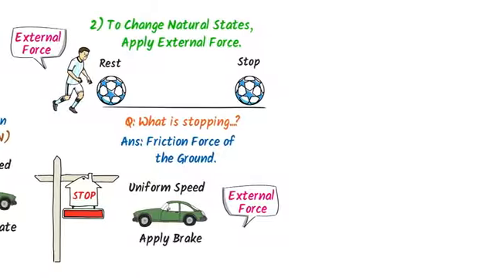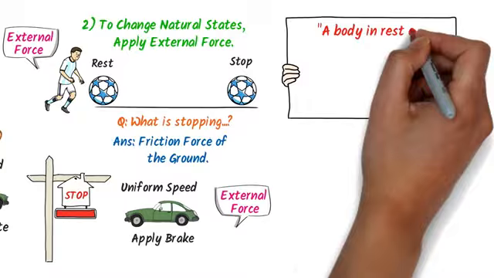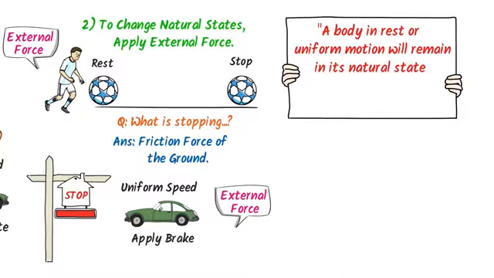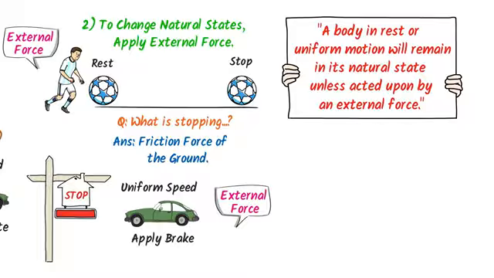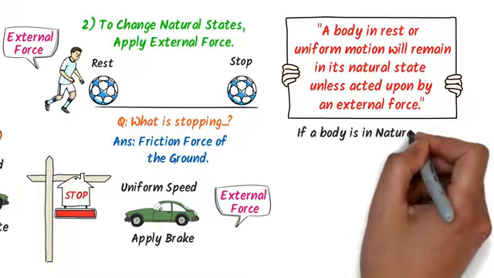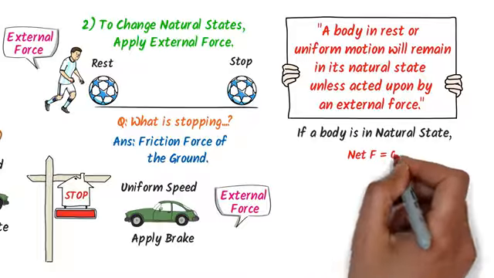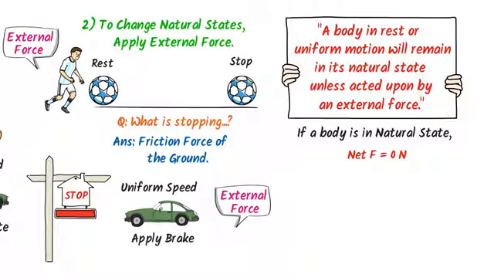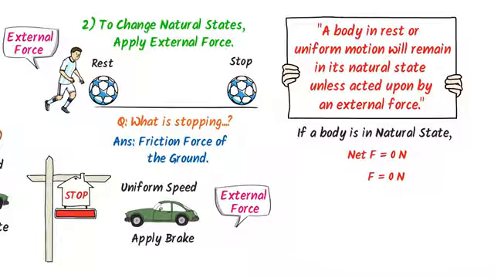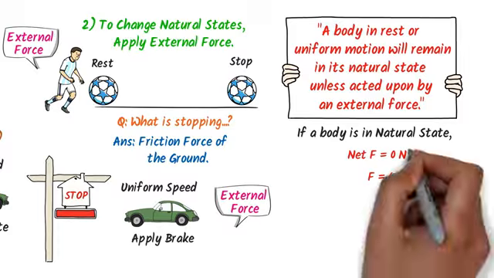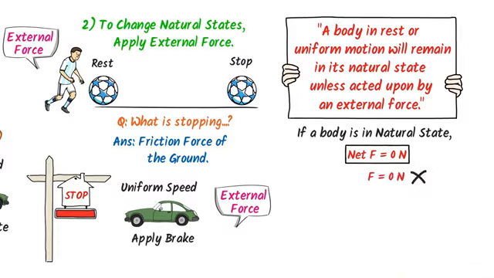Therefore, Newton Baba states that a body in rest or uniform motion will remain in its natural state unless acted upon by external force. Remember that if a body is in natural state, the net force on the body is always equal to 0. Some very talented people and very famous books write F is equal to 0. Personally, I do not like this. I always write net force is equal to 0.